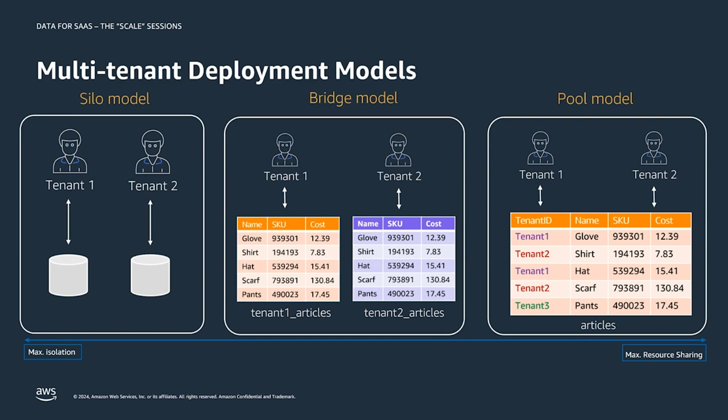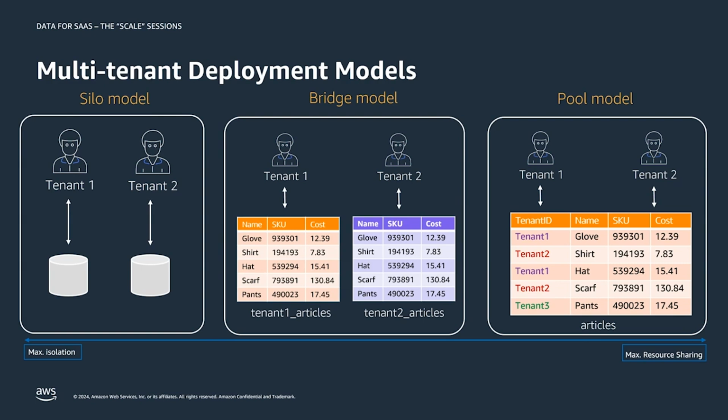We talk about three main deployment models. We talk about the silo model, which is where the data for your tenant is in its own separate, isolated ecosystem. It's fully isolated from other tenants and therefore is ring-fenced from resource impact from other tenants as well.